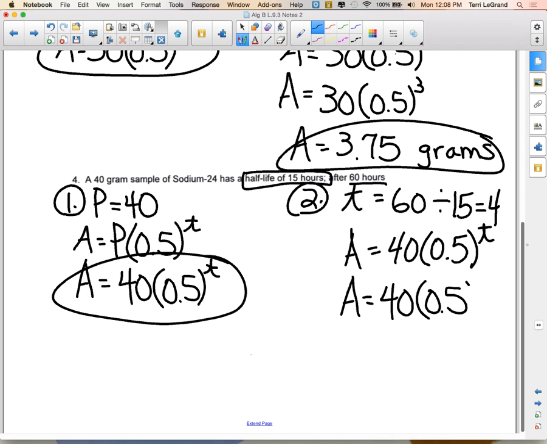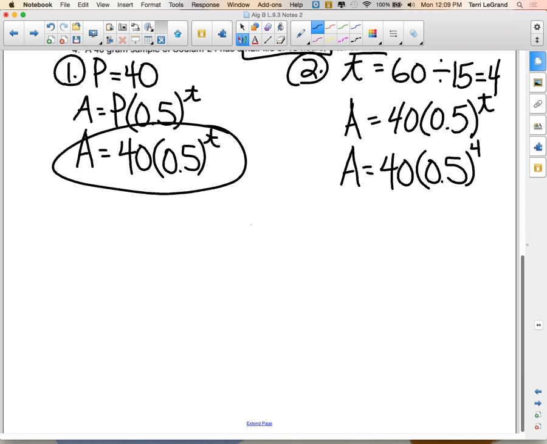And again, grams are left after 4 half-lives. How much is left? 2.5.